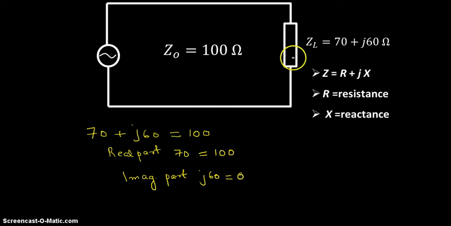Now what do you mean by impedance matching? The meaning of impedance matching is you have to make your load impedance equal to your line impedance so that both of them are matched. That means your load impedance is 70 plus j60 and you have to make it equal to 100. If you split this complex number into two parts, your real part 70 should be equal to 100 because this has no imaginary part, and the imaginary part j60 should be equal to 0.